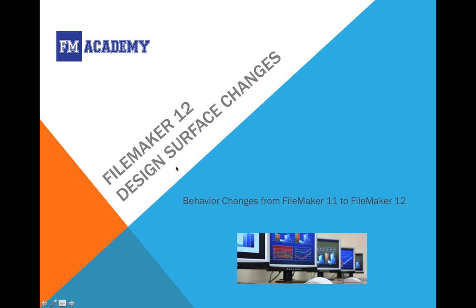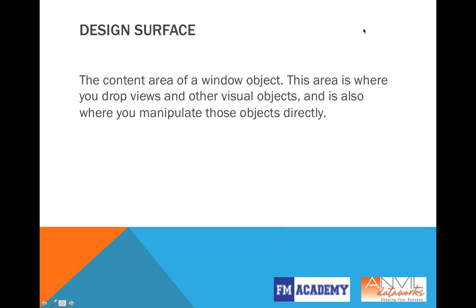Today we're going to talk about the design surface changes, the behavior changes from FileMaker 11 to FileMaker 12. The first thing we should cover, I think, is what's the design surface. Now, this is just a fancy definition: the content area of a window object. This area is where you drop views and other visual objects, and is also where you manipulate those objects directly. It's just really a fancy way of saying we're referring to the layout, the defined width and height, as the design surface in FileMaker.